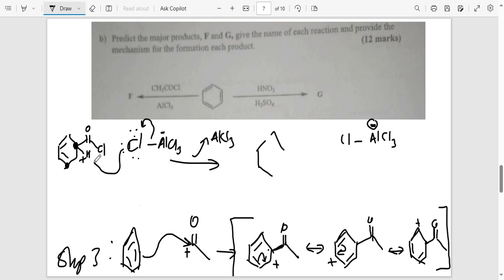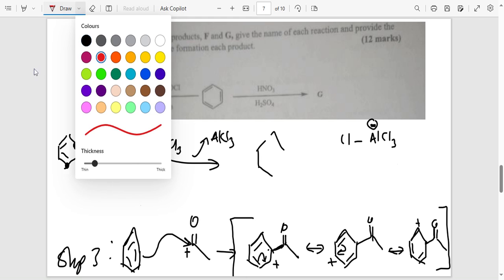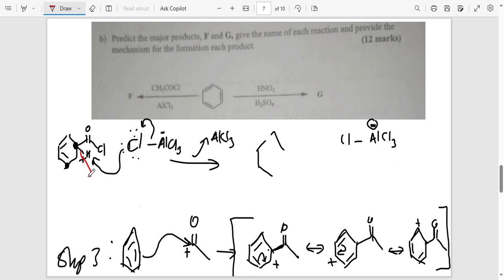So this chlorine will come and grab this hydrogen. That will break off this bond and form a double bond here. That is very small, you can see. Maybe I use a different color. So we are breaking off this bond with the chlorine. It's coming here.